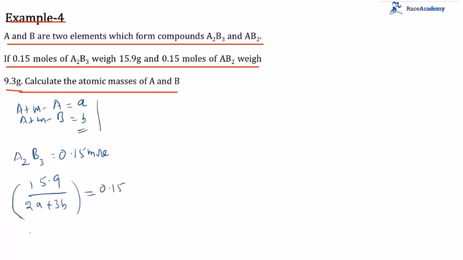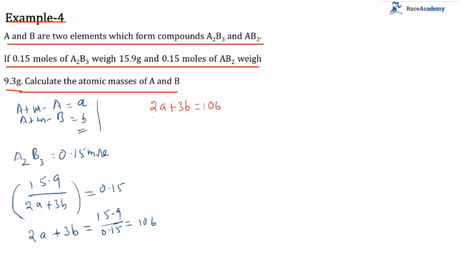This is one calculation. In this, we can easily calculate 2A plus 3B. 2A plus 3B is equal to 15.9 by 0.15. Upon simplification, I got 106. This is the value. So the equation I got here is 2A plus 3B is equal to 106.